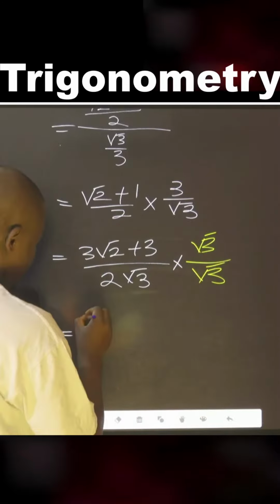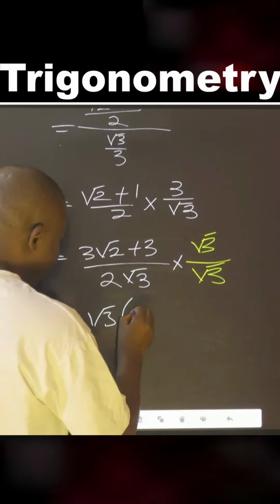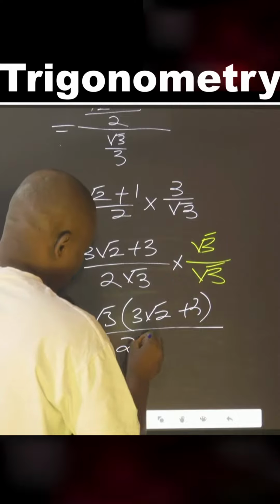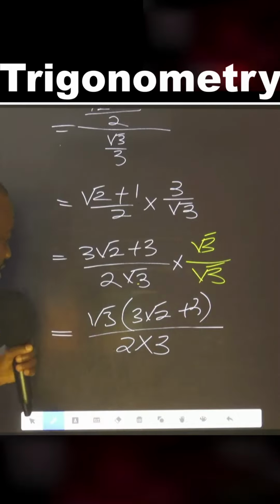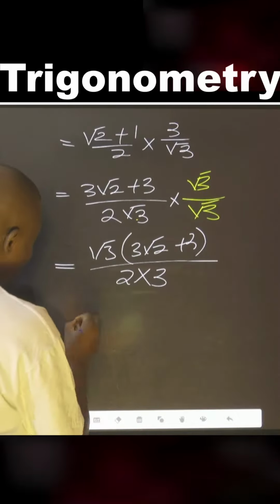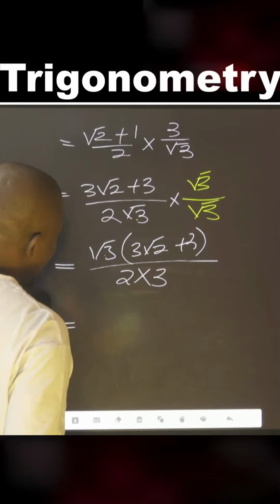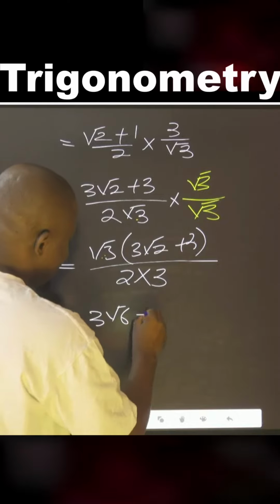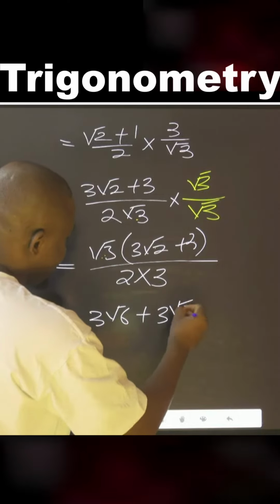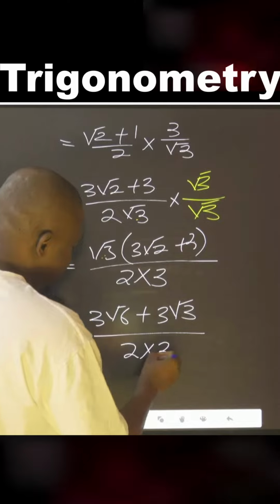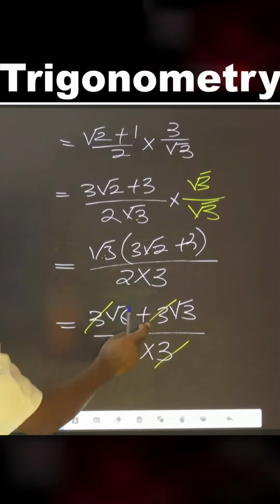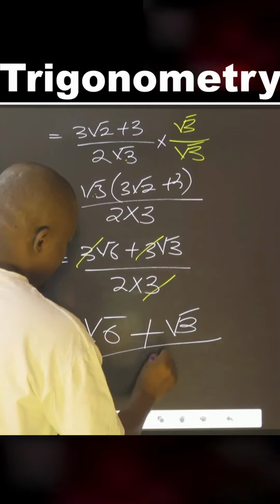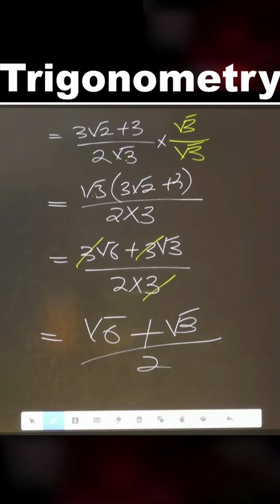That will give us square root of 3 times 3 square root of 2 plus 3, all over 2 multiplied by 3, because this and this will give us 3, okay? That is to say, this multiplied by this now will give us 3 square root of 6. This and this will give us 3 square root of 3, all over 2 multiplied by 3. This will cancel this and this, okay? All over 2. This is the final answer, okay?